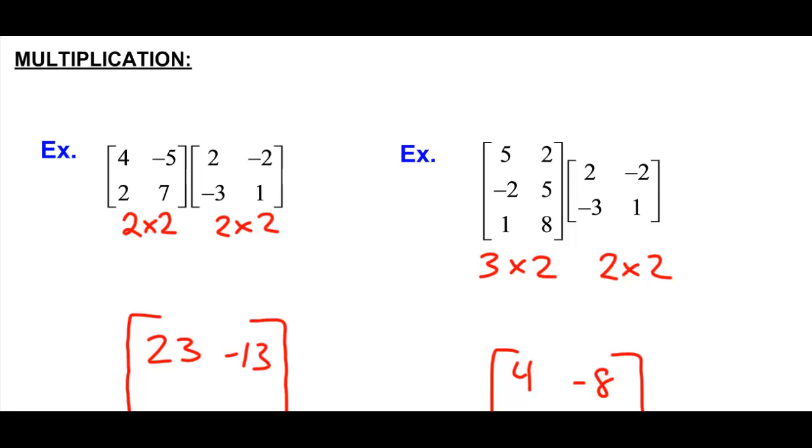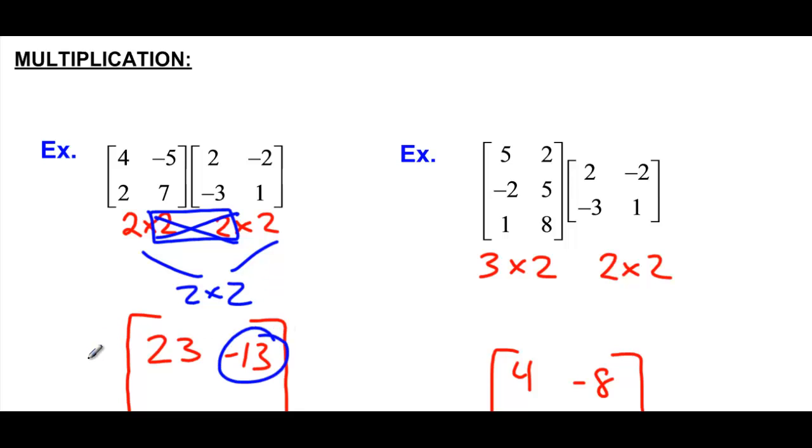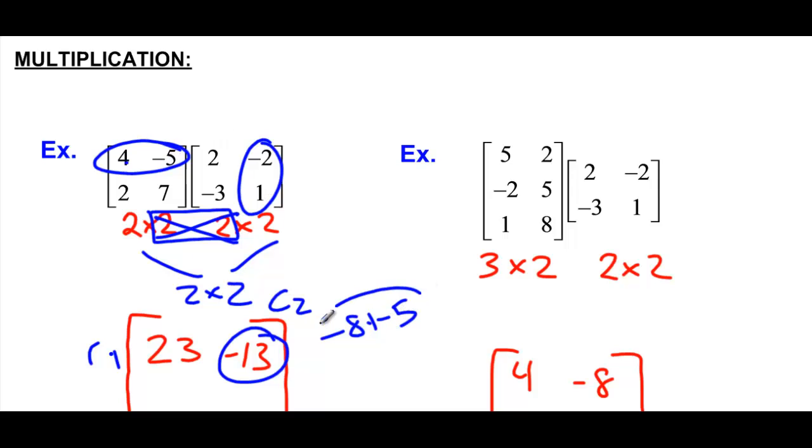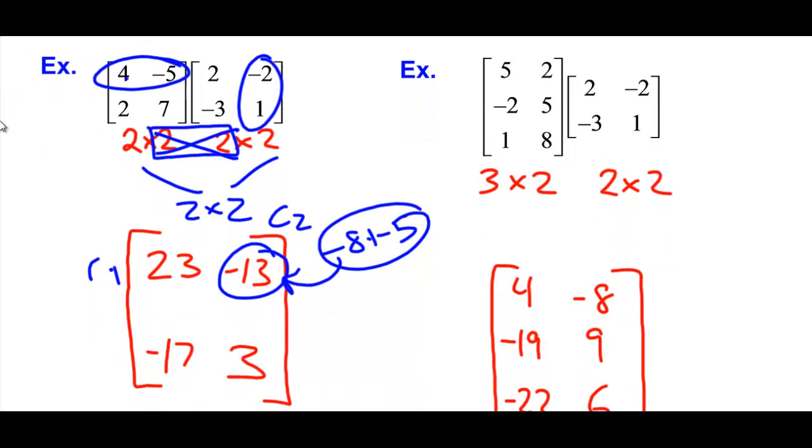All right, so let's take a look here. So when I look at this thing here, the first thing I have to look at is, okay, are these two the same? Do they cancel out? Yes, they do. And your answer is a 2 by 2 matrix. Okay, so let's find this position right here. That's row 1, column 2. Row 1, column 2. 4 times 2 is -8, and then I'm going to add it to -5 times 1 is -5. You add -8 and -5, and you should get -13. And we simply do that for all 4 positions.